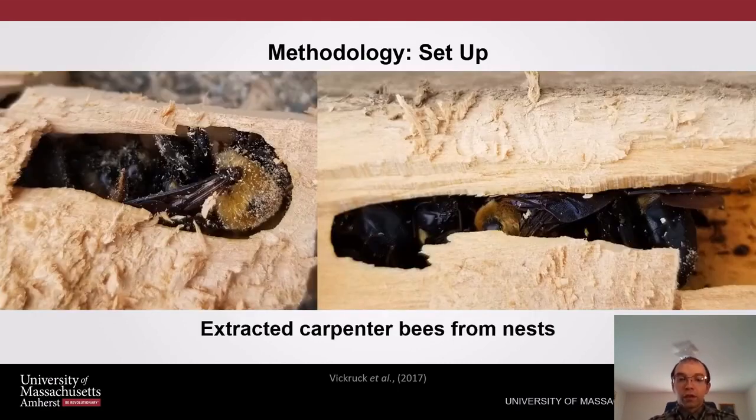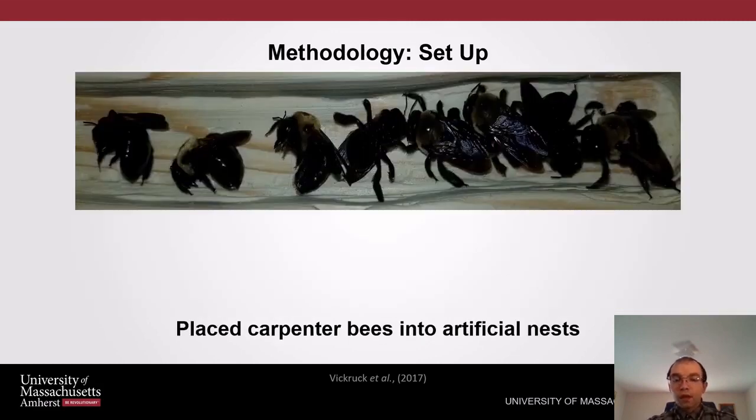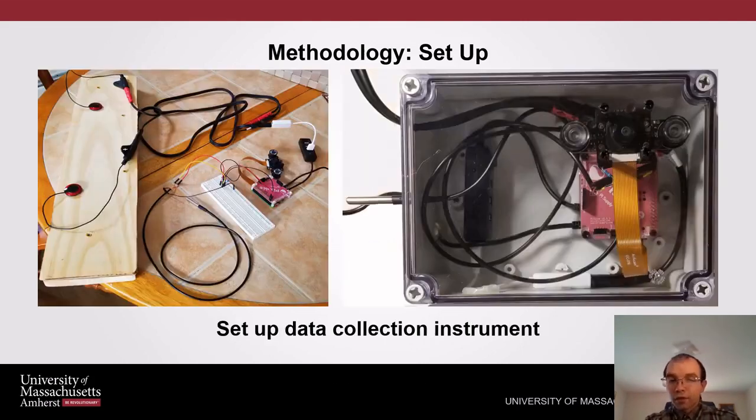After building the artificial nests, it was time to extract carpenter bees from their natural nest. With a combination of wood chisels and saws, I opened up these carpenter bee tunnels, and with tweezers I extracted them one by one from their nests. Next, it was time to move the carpenter bees into the artificial nesting galleries. So I again picked up the carpenter bees with tweezers, and I placed them into their new nesting galleries, one by one, in the same order in which I removed them from their natural nests. After that, it was time to set up the data collection instrument.